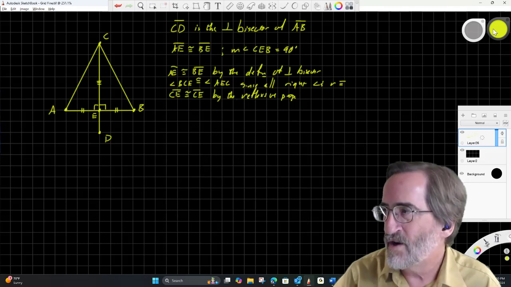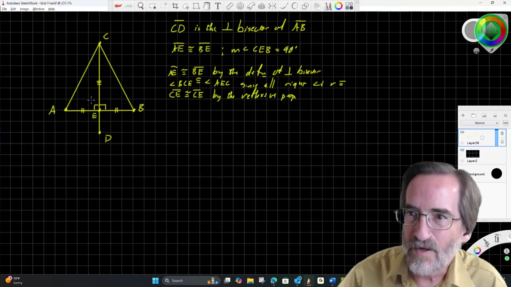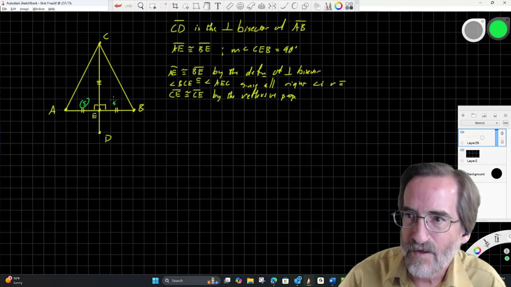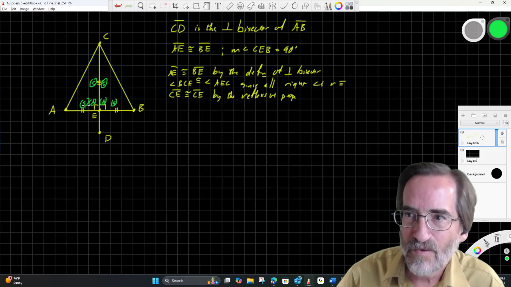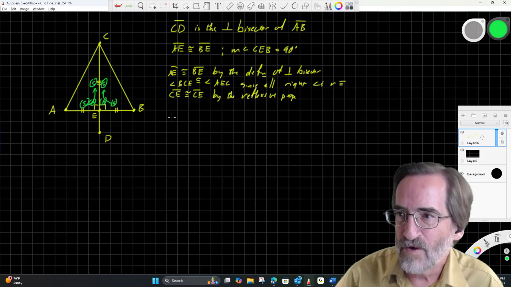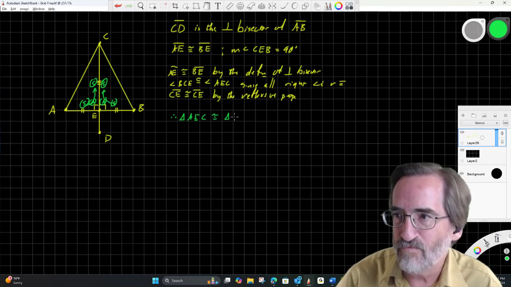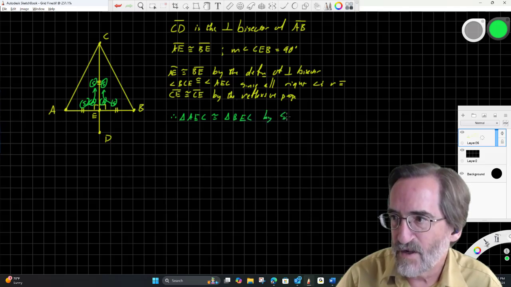Let's look at what we've got. We've got a side congruent to a side. We've got an angle congruent to an angle. We've got a side congruent to a side. We studied these in the last unit here. That's side, angle, side. So therefore, triangle AEC is congruent to triangle BEC by the side, angle, side theorem.